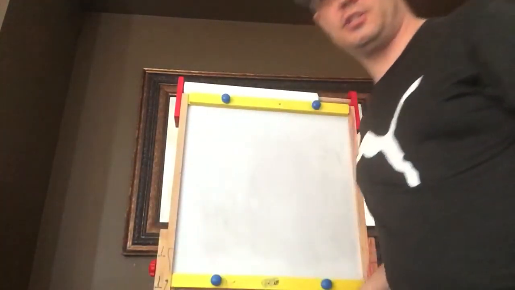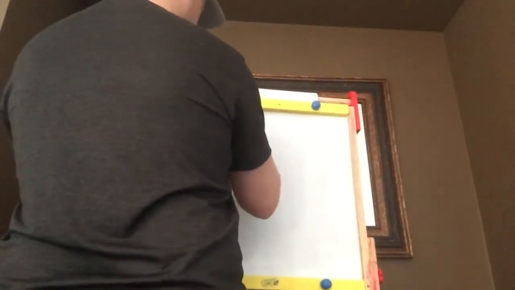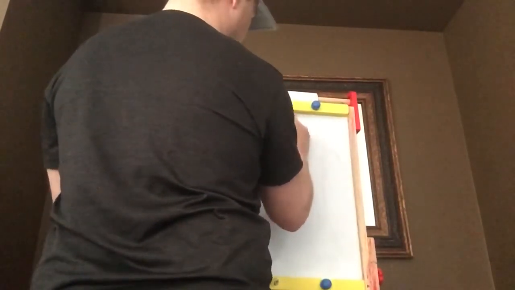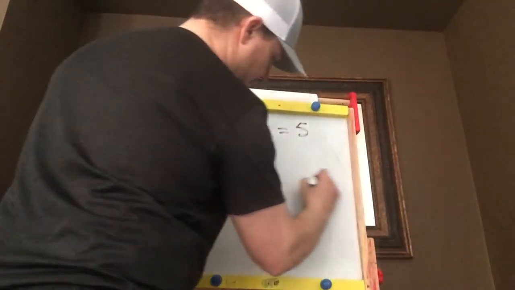Okay, and the last question. It says, draw a picture to represent the equation 2x minus 3 equals 5. I'm going to write that up here first. 2x minus 3 equals 5. Okay, I'm going to draw my scale.